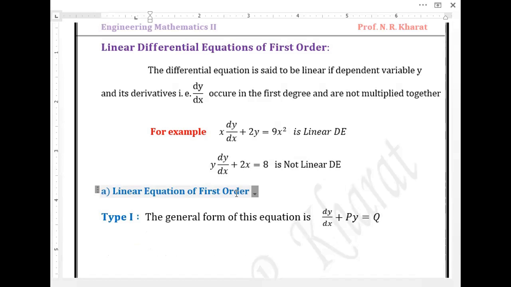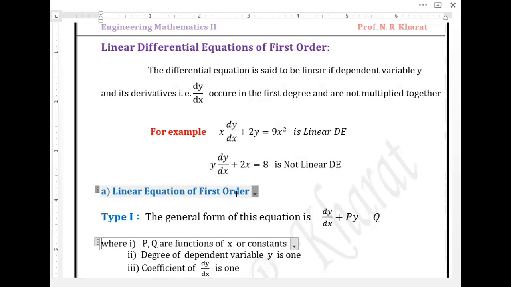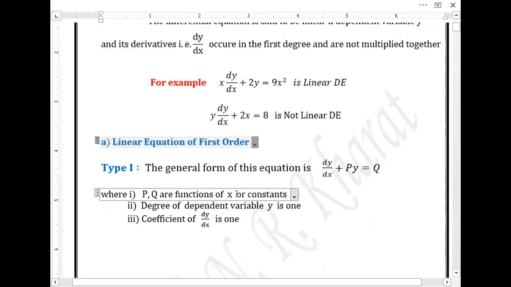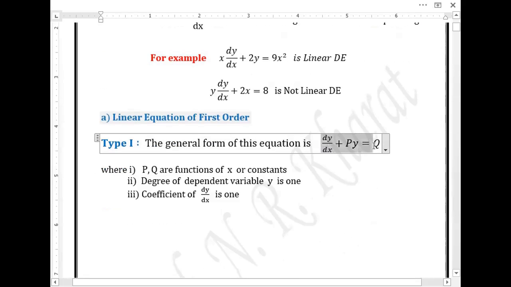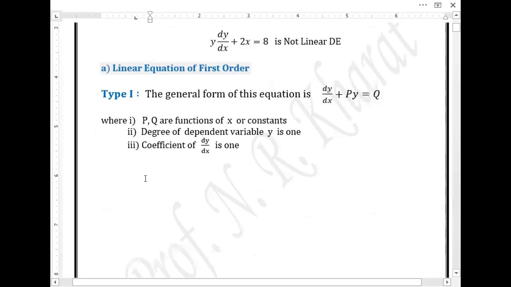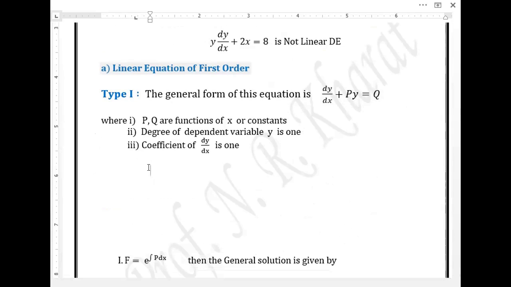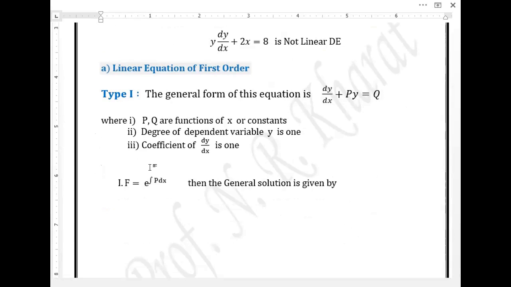We set the conditions. The coefficient of dy by dx should be 1. Again, p and q are functions of the x variable, and the index of the y variable is 1. If these 3 conditions are true in this differential equation, then it is a linear differential equation in the y variable. Then we can find its integrating factor. The integrating factor is equal to e raised to the integration of p into dx.